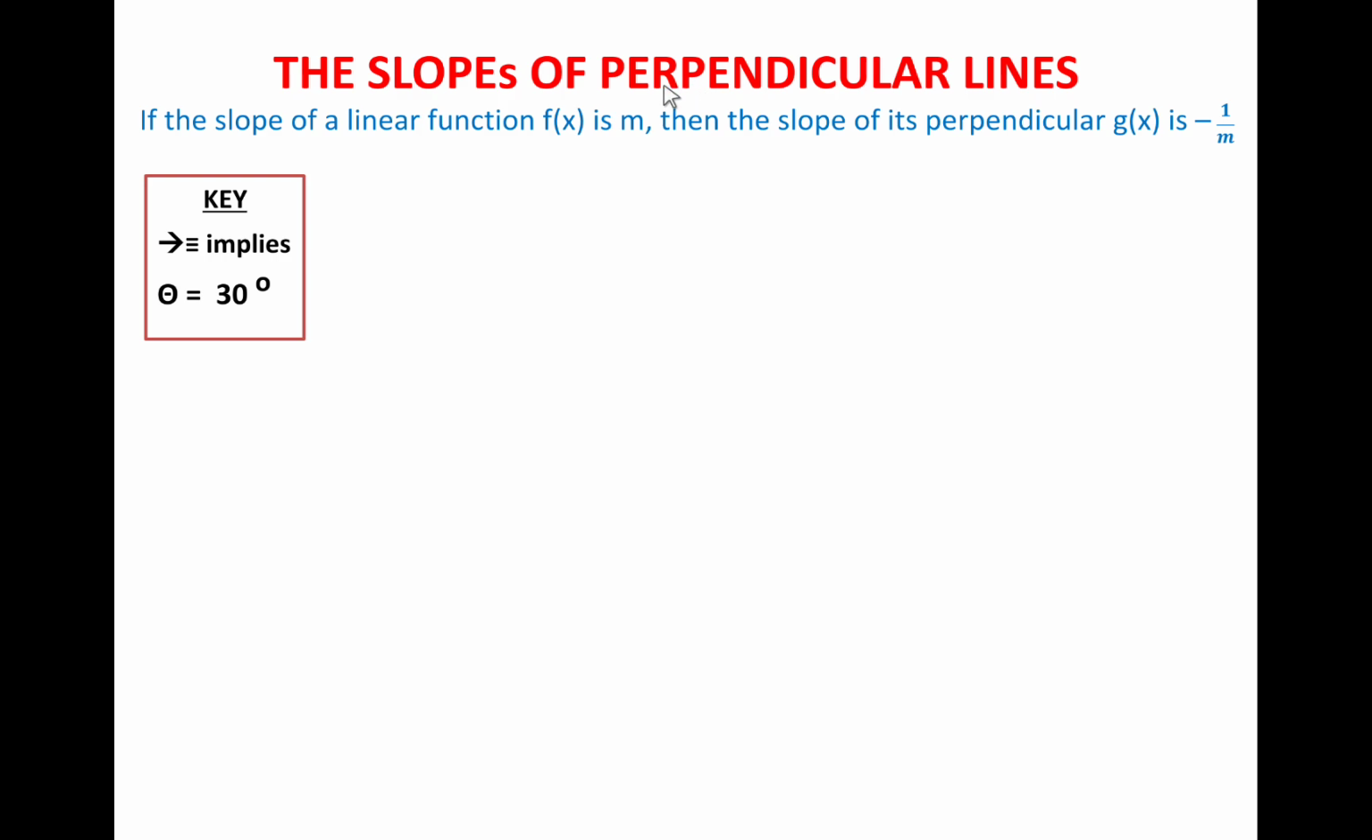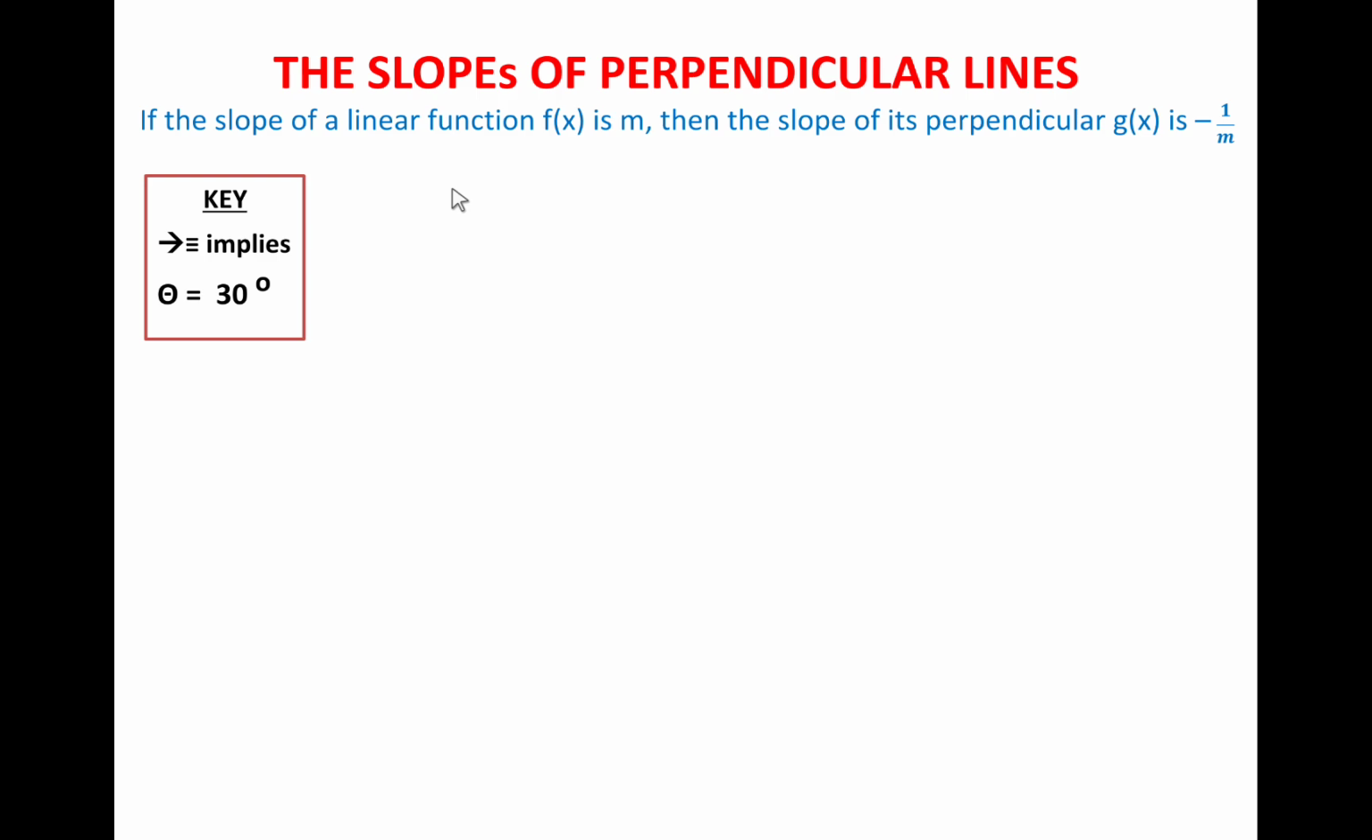To set the stage, our title for this is the slopes of perpendicular lines, where a linear function is a line. If the slope of a linear function f of x is m, then the slope of its perpendicular g of x is the negative of the reciprocal of m. This is a well-known theory in calculus. Proving it is just going to give us the satisfaction.